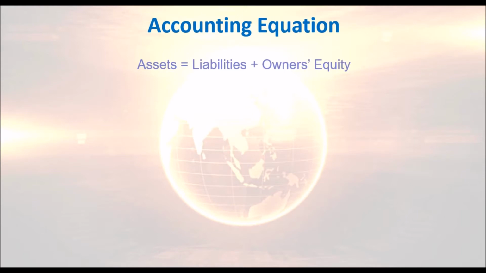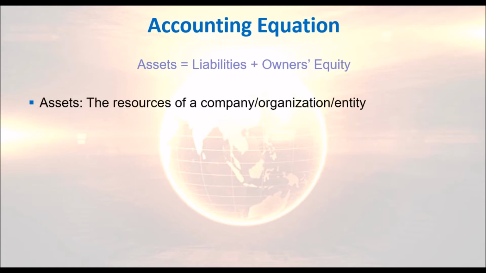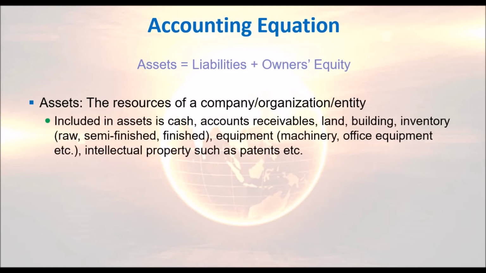So let's first start with the accounting equation. Assets is equal to liabilities plus owner's equity. Now, what is an asset? An asset is any resource or resources that is owned by a company or an organization or an entity. Included in assets is cash that the company may have on hand, or the accounts receivable, because the money that's expected to be paid by your customers, that's also an asset.